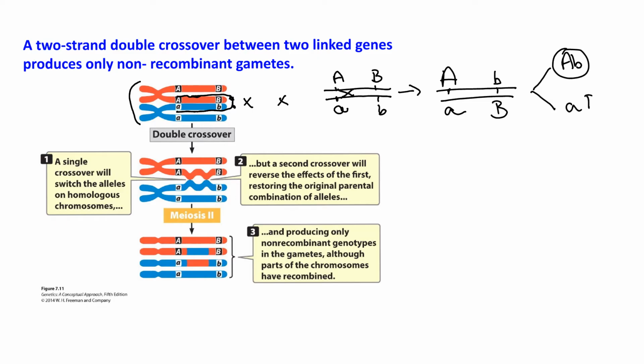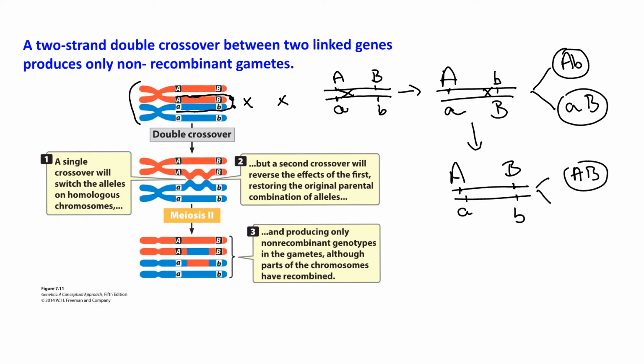However, if a second crossing over takes place here, this was the first one, now there is a second crossing over, what would happen? So basically the alleles will be returned to the original parental position. And after double crossing over, the gametes which will be produced will be AB and ab. So these gametes will be identical to parental gametes without crossing over.